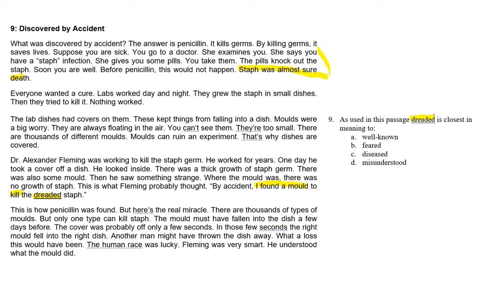So it's not going to be answer C. It's not just looking for a noun. We're looking for a kind of an adjective. Well-known staph, but here it's talking about killing people. Just saying it's well-known is not saying good or bad. So well-known is a little bit too general. Misunderstood? No, people understood it very well. They knew that if they got staph, they would probably die. So we take away answer D. No, people feared staph. If something can kill you, you will be afraid of it. So the answer is B.